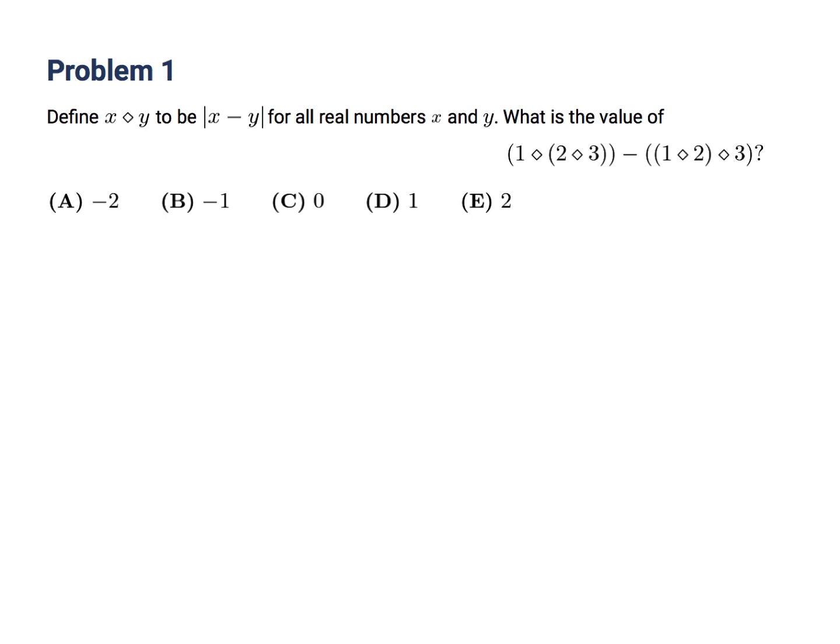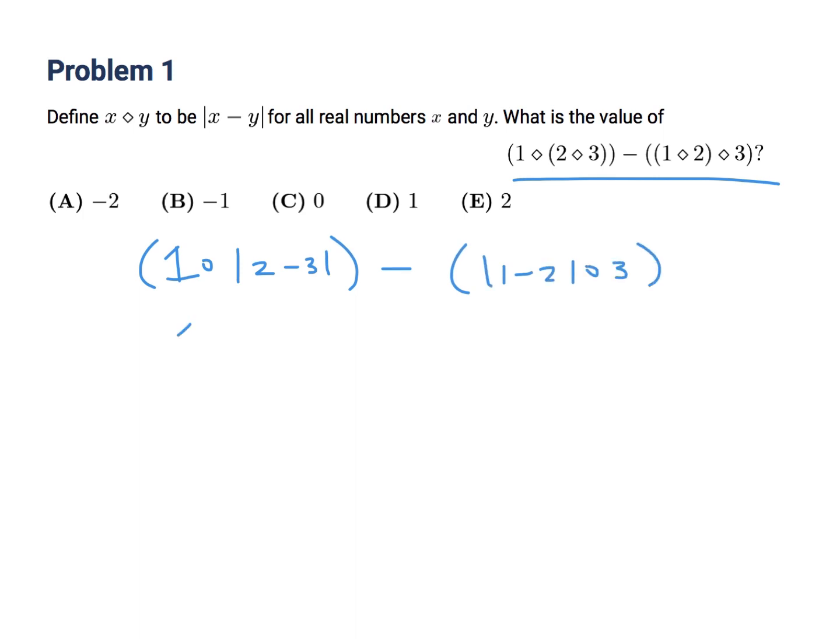Define x symbol y to be the absolute value of x minus y for all real numbers x and y. What is the value of the expression? So let's work with their definition. We have 2 symbol 3 would be the absolute value of 2 minus 3, and this is a 1. So let's do that, and then this would be 1 minus 2, absolute value, and then we'll do the symbol 3 later.